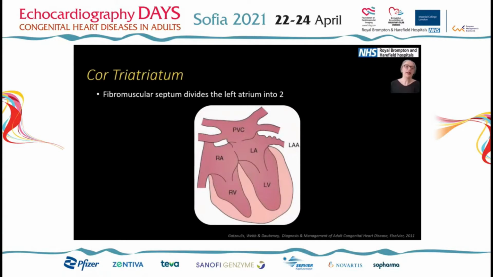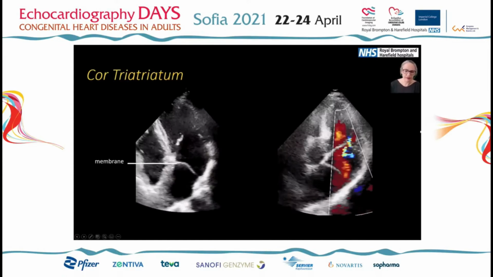So Triatriatum is a fibromuscular septum that divides the left atrium into two, like you can see in the image here. So we get this superior-inferior split or division of the atrium. So why is it called Triatriatum? So tri means three, and that's because we essentially have three atrial chambers when that left atrium divides into two.